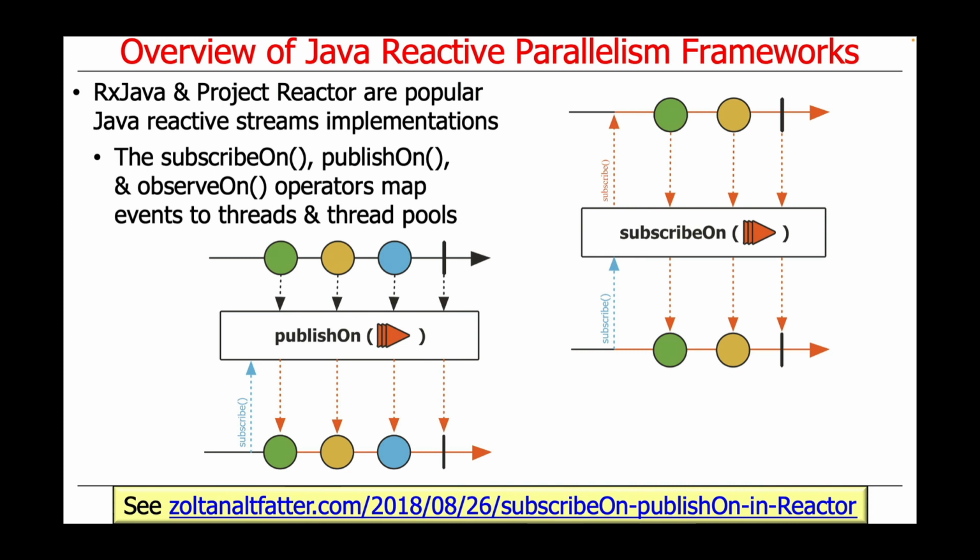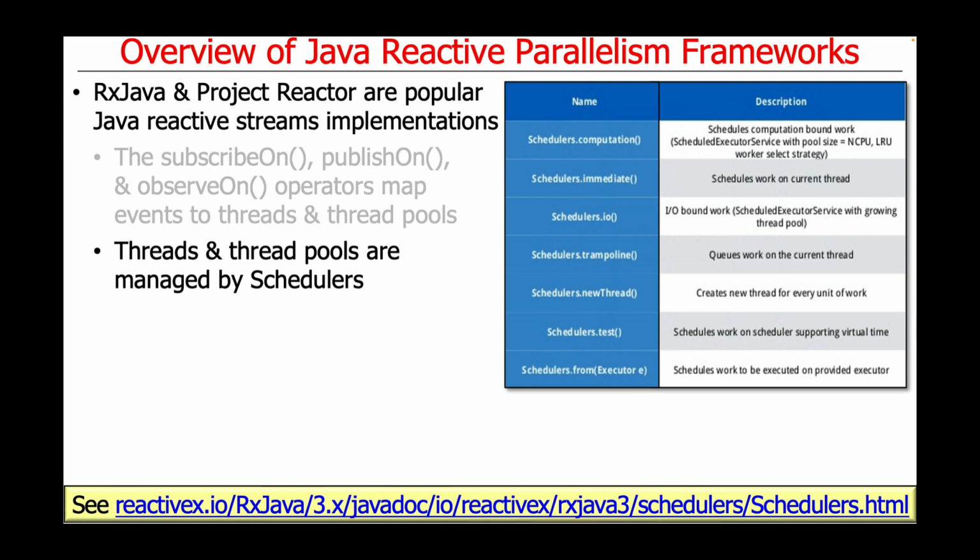These frameworks, these implementations of reactive streams, provide a bunch of methods like subscribe on, publish on, observe on, and so on, which are called operators. And these are used to map events that are sent by publishers to threads and or thread pools. And that's the way we're going to get parallel computing out of this particular approach. There's also a whole slew of schedulers that are provided by both frameworks that can dictate the way in which incoming events are processed by one or more threads. And there's a whole slew of these things. We won't talk about them right now in detail. We'll talk about that later.